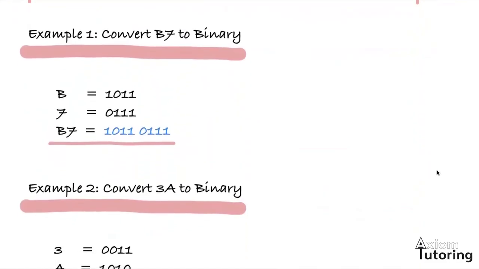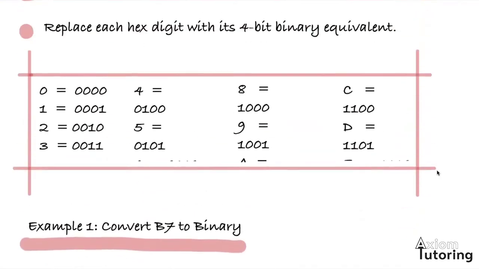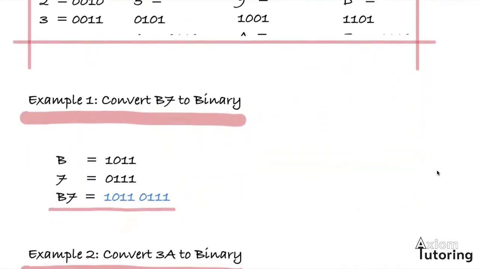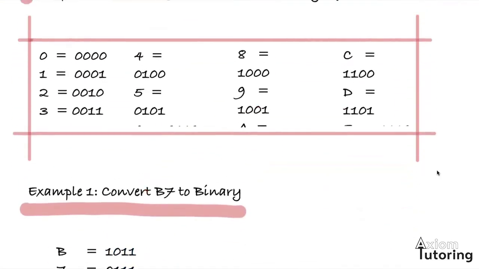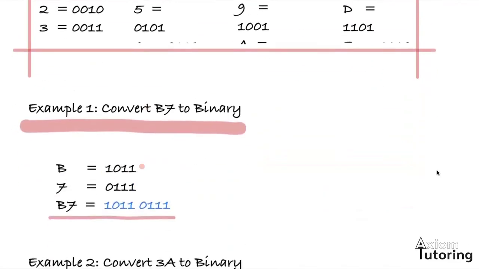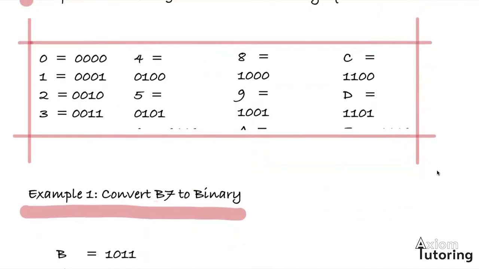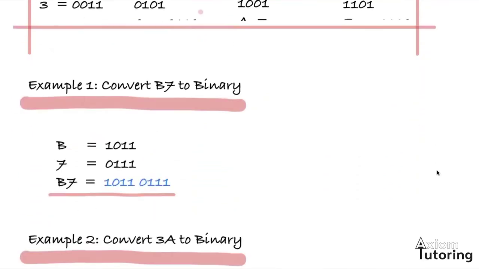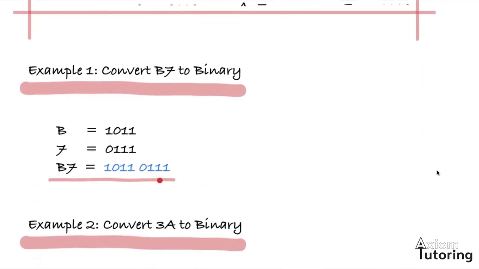Now let's check an example to make this more simple. Let's say we're converting the number B7 to binary. What we do is we check every hex digit, and we check its binary representation from the table. So for example, here we have B. What does B map to? Well, it maps to 1011. So we write that down. And we check 7. Well, that is 0111. And in the end, B7 in binary is this number.